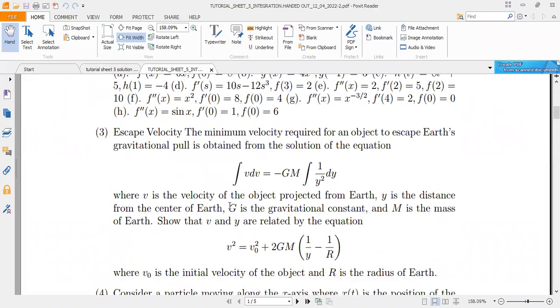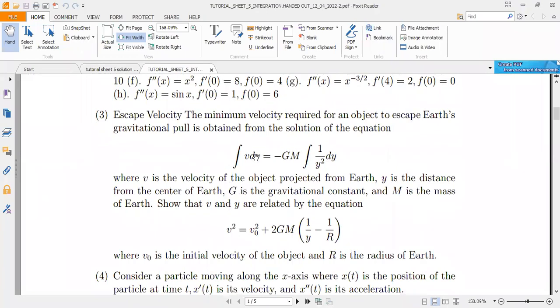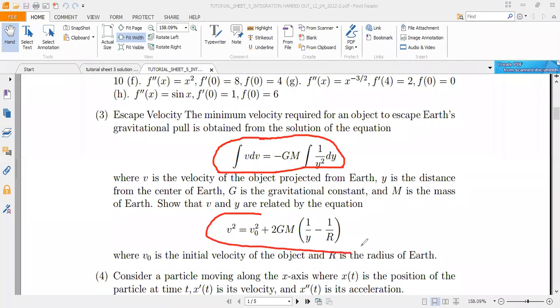Yes, sir. Right. So we are basically trying to show that this is equal to this. We are trying to show that this can be written as that. So we are trying to come up with what is down here.